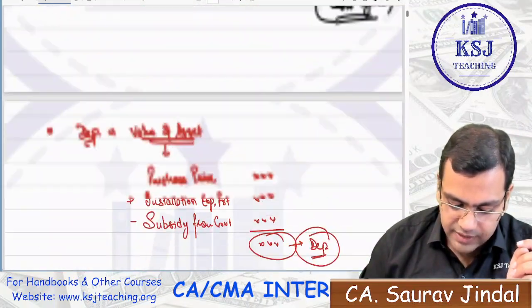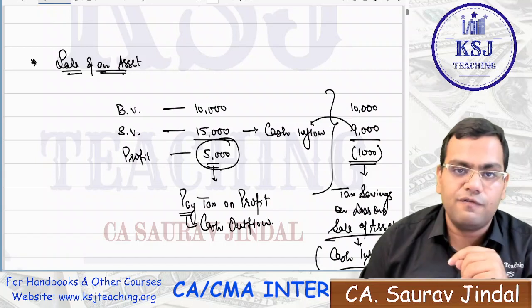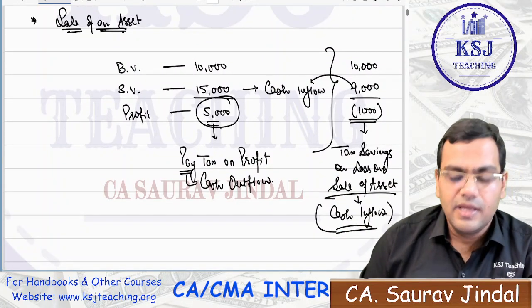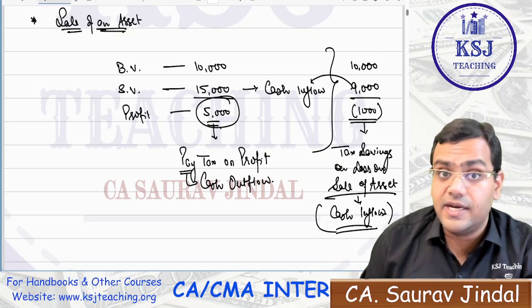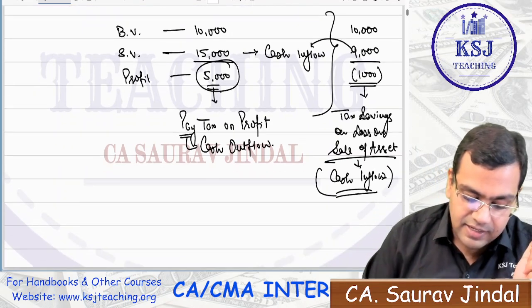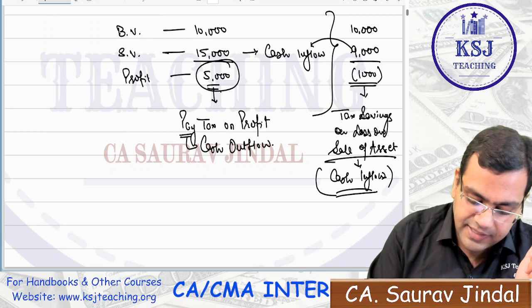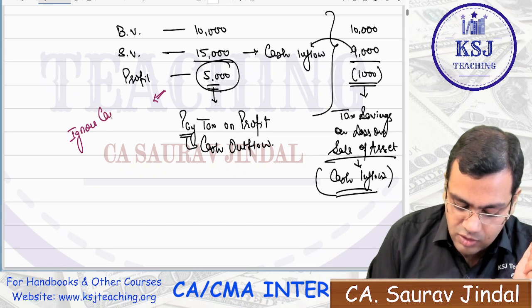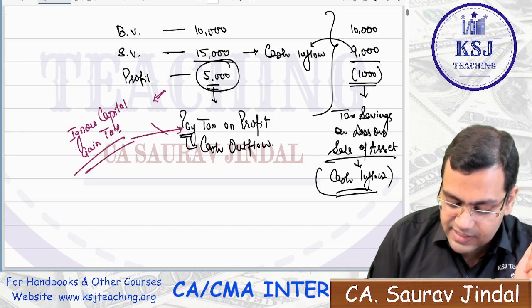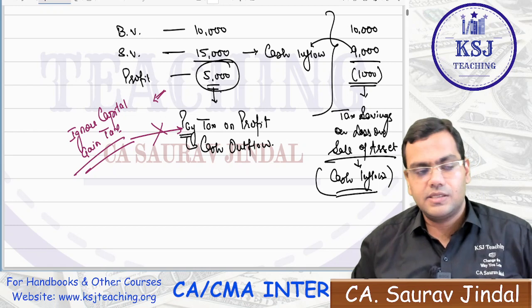One small point related to the sale of an asset. Here I told you that if there is a profit on the sale of an asset, you will have to pay tax on that. One small point regarding this. If the question says ignore capital gain tax, then what will happen? In that case, this transaction will not take place.